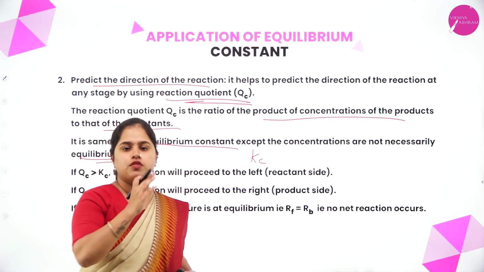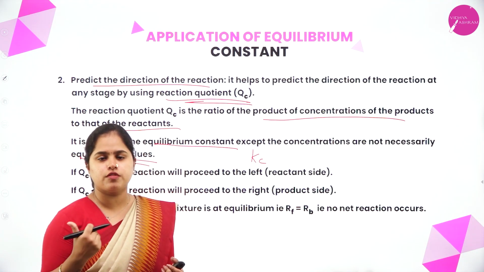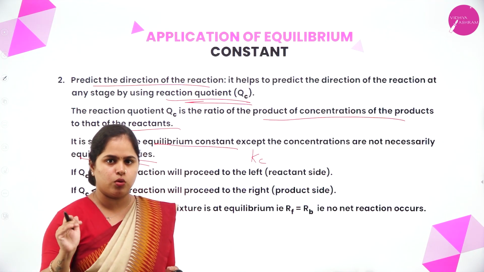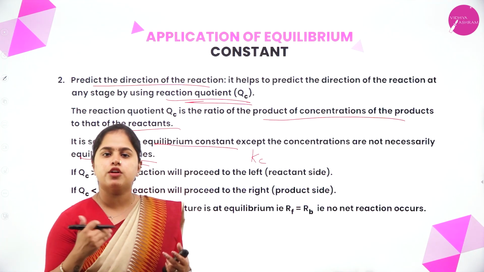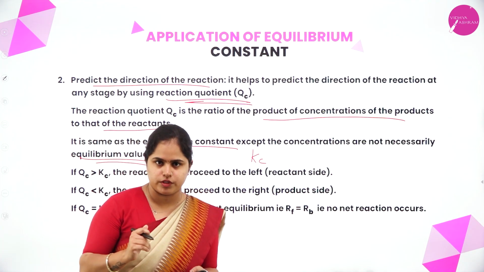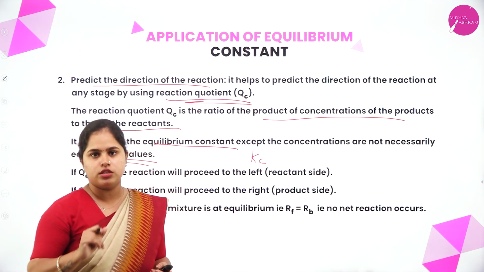What are the concentrations of the reactants and products? We multiply that: the concentration of the products raised to powers equal to their stoichiometric coefficients, divided by the product of the concentrations of the reactants raised to powers equal to their stoichiometric coefficients. So that is Kc. That is only at equilibrium concentration.